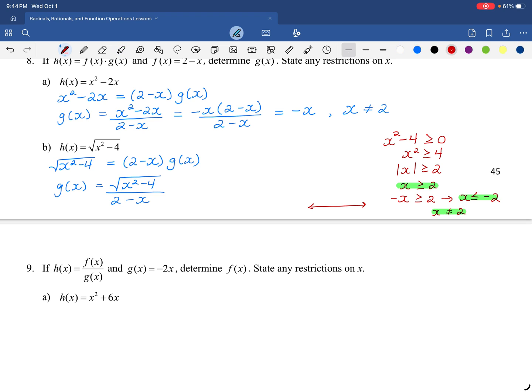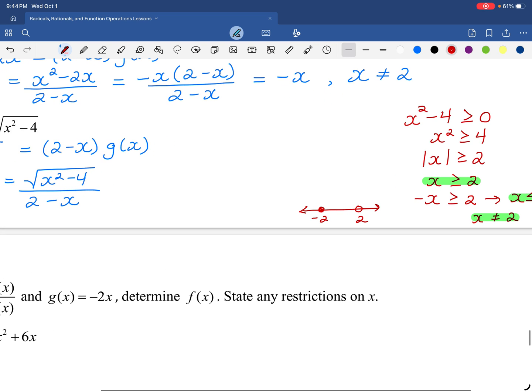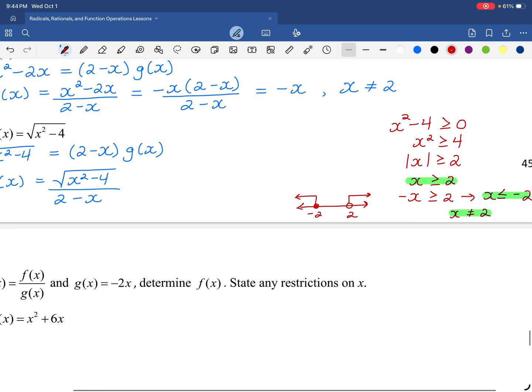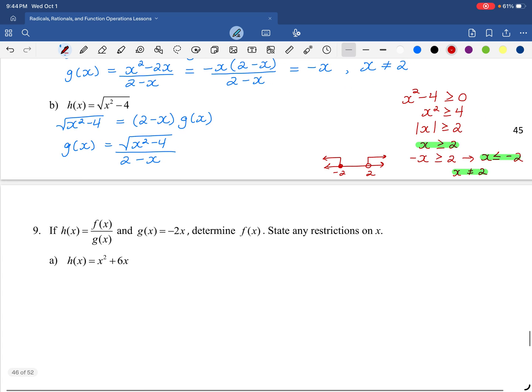So here we go. I've got this negative 2 here, and I'm allowed to equal it. But then I have this 2 here, which I'm not allowed to equal, so I'm just going to put an open dot. I have to be greater than 2, but at the same time, I have to be less than or equal to negative 2. So that number line picture I just drew is going to help us state our restriction.